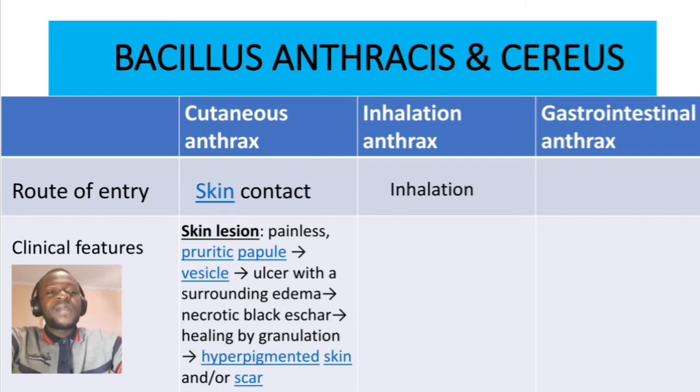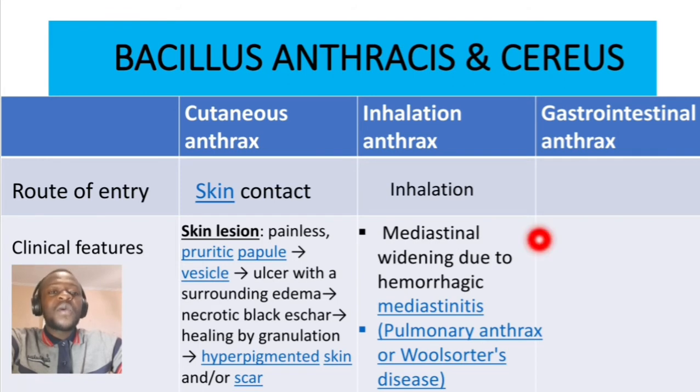Inhalation anthrax is, of course, through inhalation. The common manifestation is hemorrhagic mediastinitis, like the bleeding of the mediastinum. This will lead to widening of the mediastinum, which you can actually see on X-ray. This form is known as pulmonary anthrax or Wool-Sorter's disease, and it's fatal. Mortality is actually 100%. You die, you go.